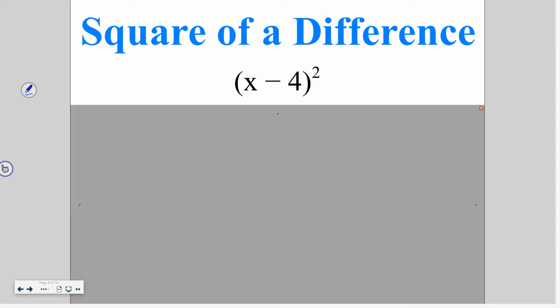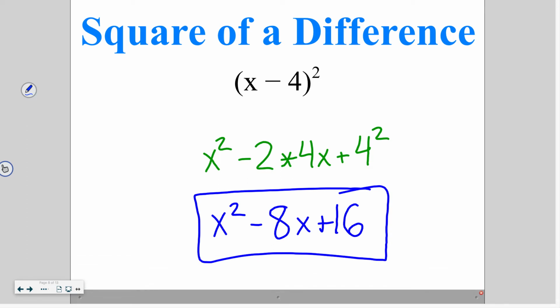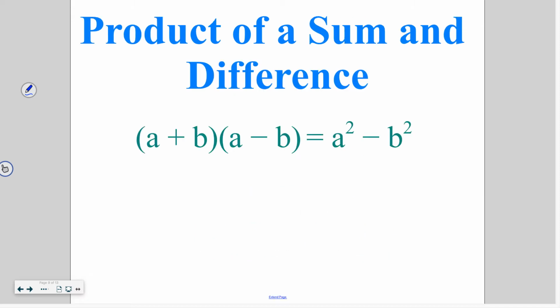Go ahead and try this one on your own. We've got x squared, and then we've got x times negative 4, which I just moved that negative to the front, so I've got 2 times negative 4x, which gives me negative 8x. And then I've got plus 4 squared, which is 16.